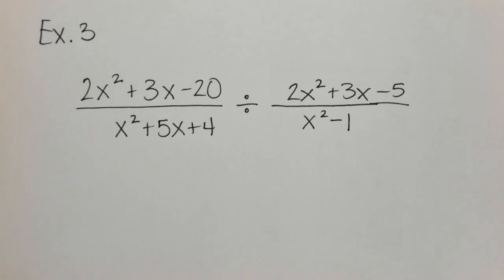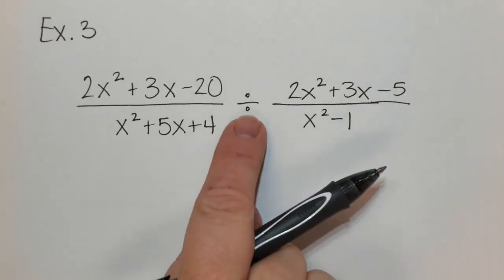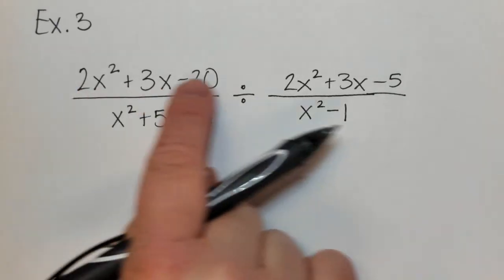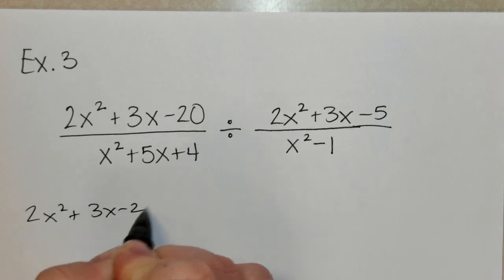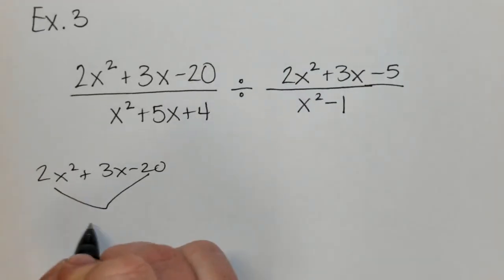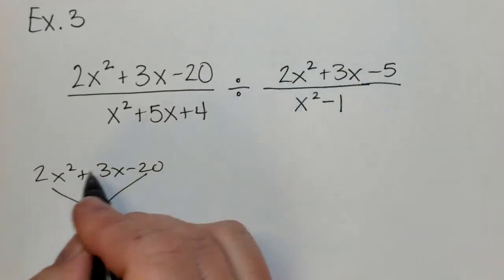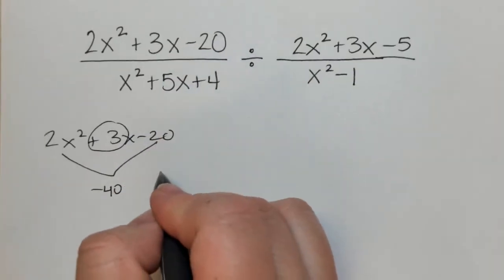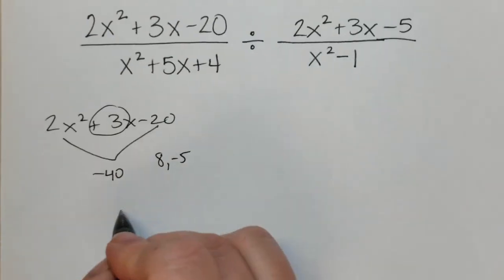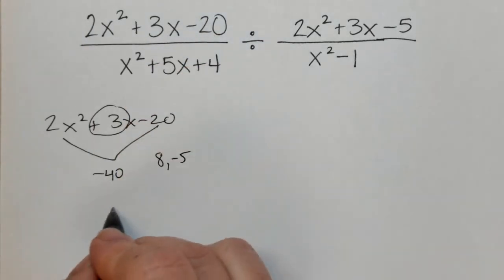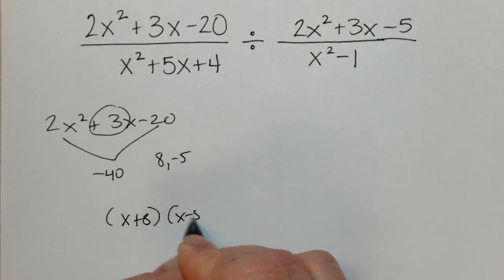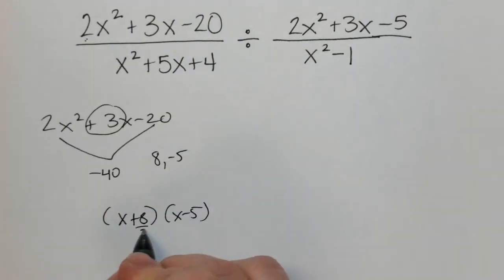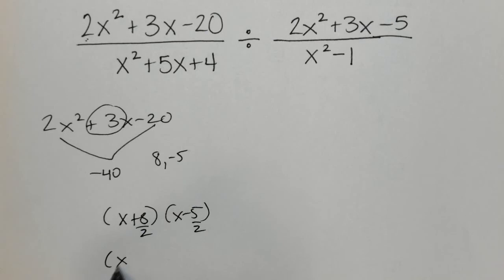Example number 3. Now, example number 3, notice that now we have division. So I'm going to factor this top part. So I'm going to come over here and do 2x squared plus 3x minus 20. Multiply is equal to negative 40 combines to give us a positive 3. That would be 8 and negative 5. So this top is x plus 8 and x minus 5, but I can't forget to bring the 2 down. So x plus 4 and 2x minus 5.